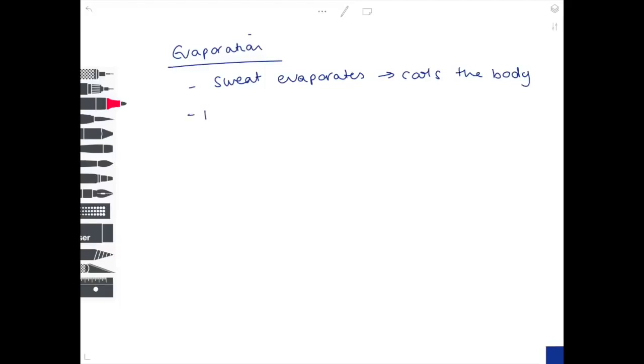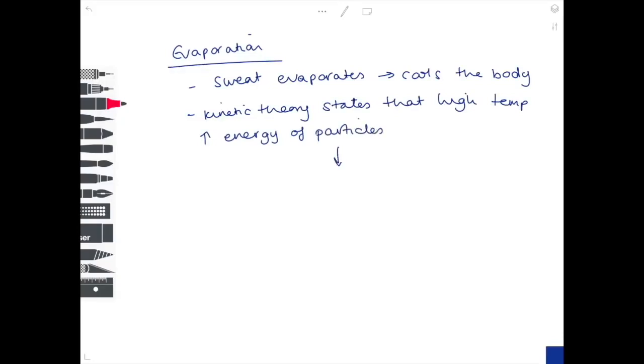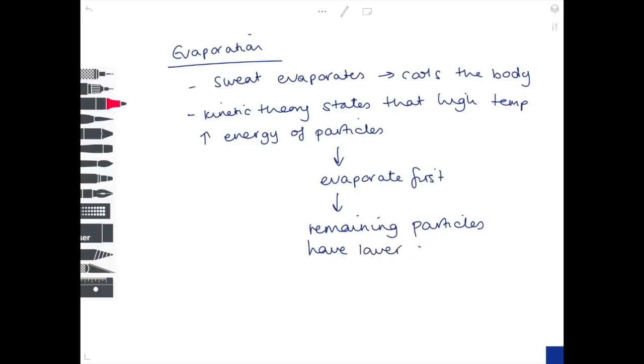Well, we know that kinetic theory states that high temperatures increase the energy of the particles. Those highest energy particles will evaporate first, meaning that the remaining particles have lower average kinetic energy. And that automatically means if they have less energy, then they are at a lower temperature, and hence cooling has occurred.